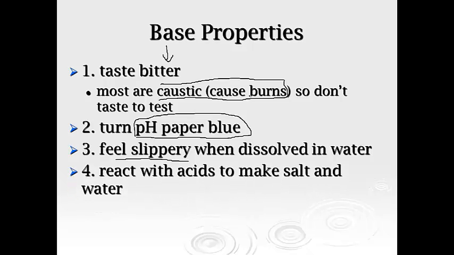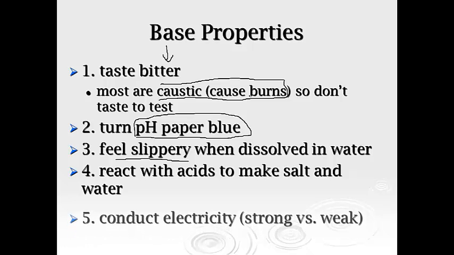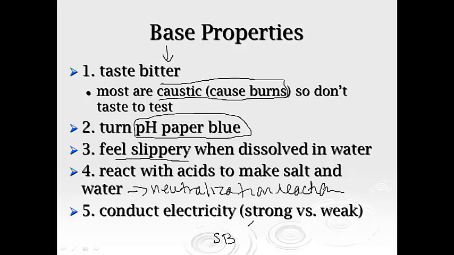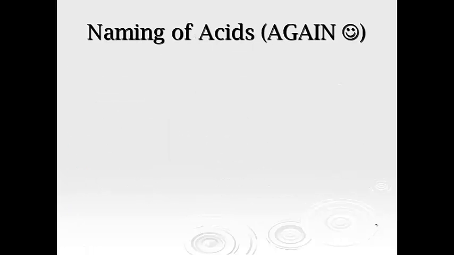Similar to what we saw with acids, they will react this time with acids to make salt and water. It's that whole idea of what's called a neutralization reaction. And we have the same concept of them conducting electricity, where your strong bases are going to be strong electrolytes and your weak bases are going to be weak electrolytes. So strong are better conductors, weaks are kind of in the middle. They'll conduct a little bit, but not super great.